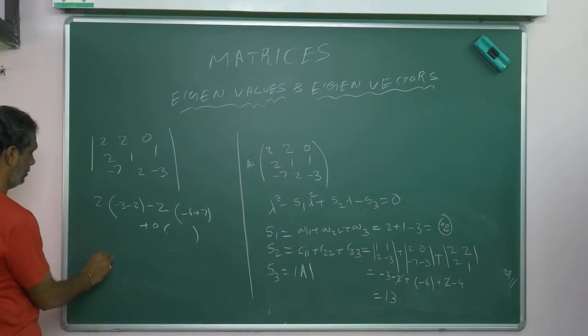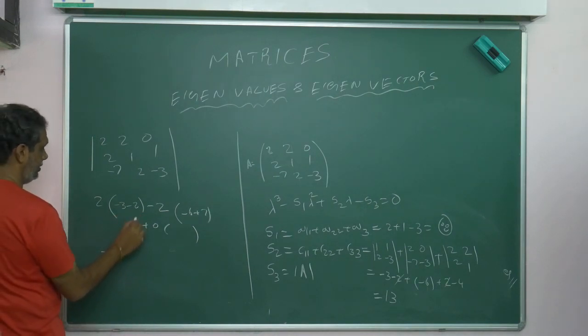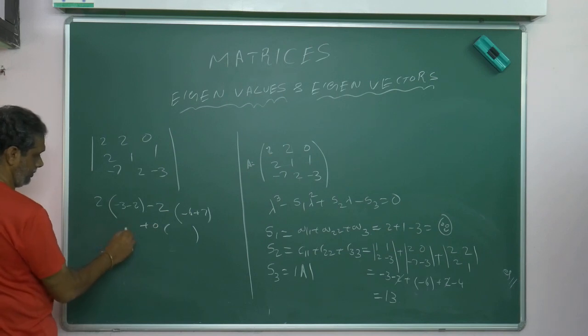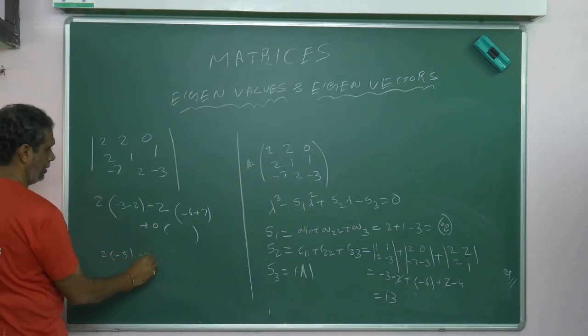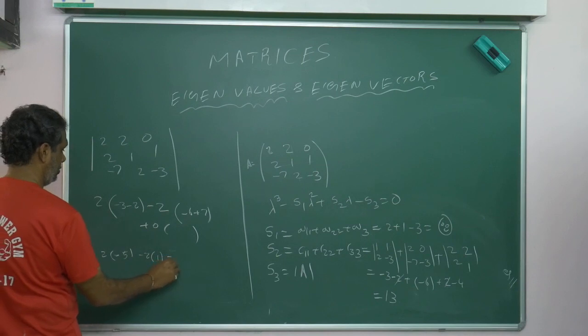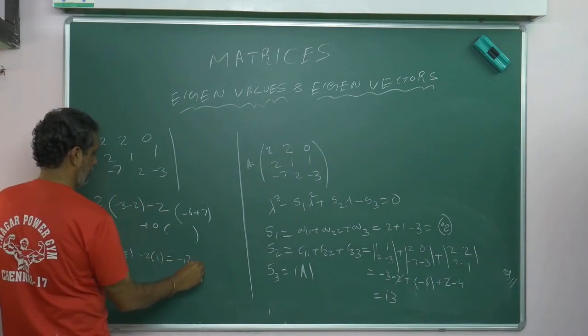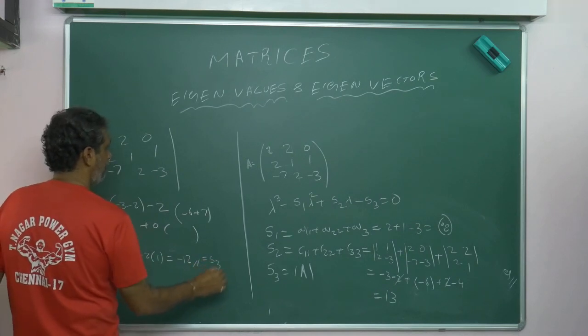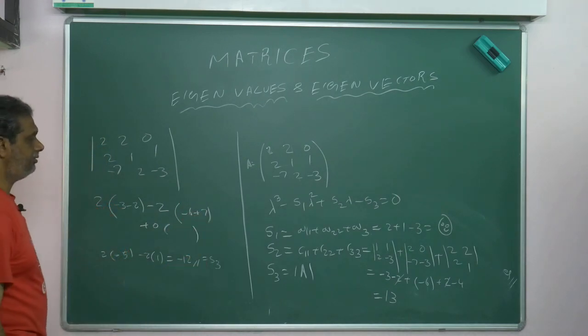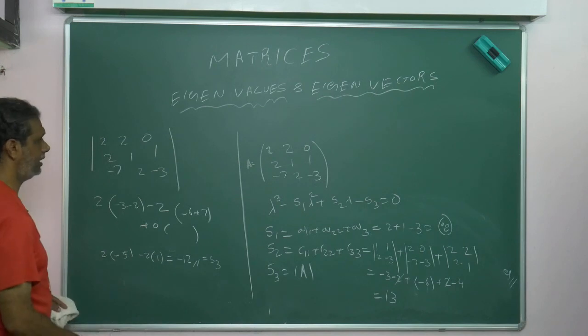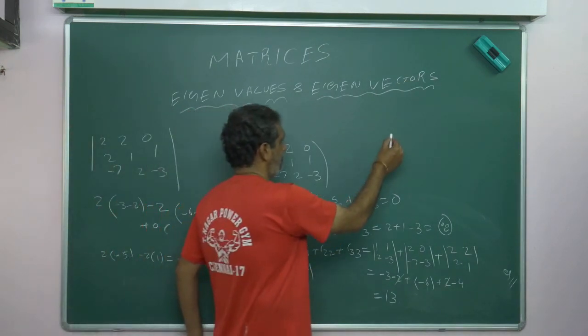So 2 into what will I write actually? Minus 5. Then minus 2 into 1. 0. So this is equal to what? Minus 12 is equal to S3. If I go back and substitute, what will I get? Getting or not? So what is my S1?